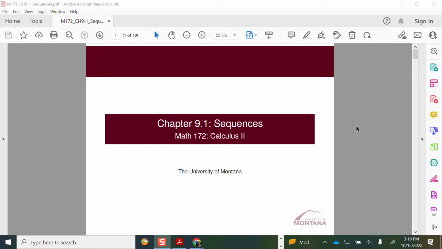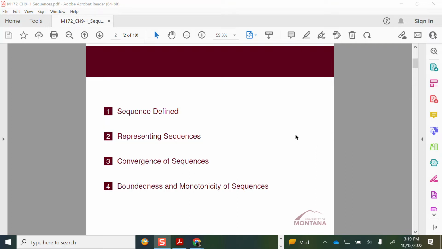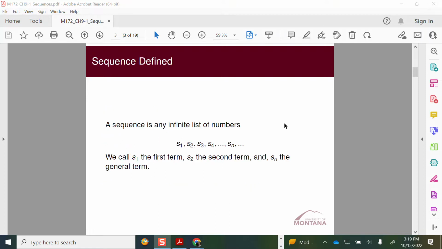So off we go. I want to define what a sequence is. I want to talk about the different ways that we represent sequences. And then we're going to talk about convergence and divergence. And in that same vein, we'll talk about when sequences are bounded and whether or not they're monotonic, and how we can use boundedness and monotonicity to get a sense of sequences' behaviors. So off to the races.